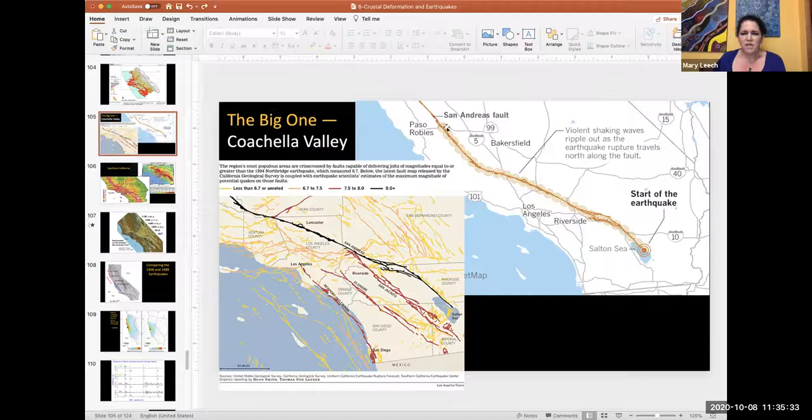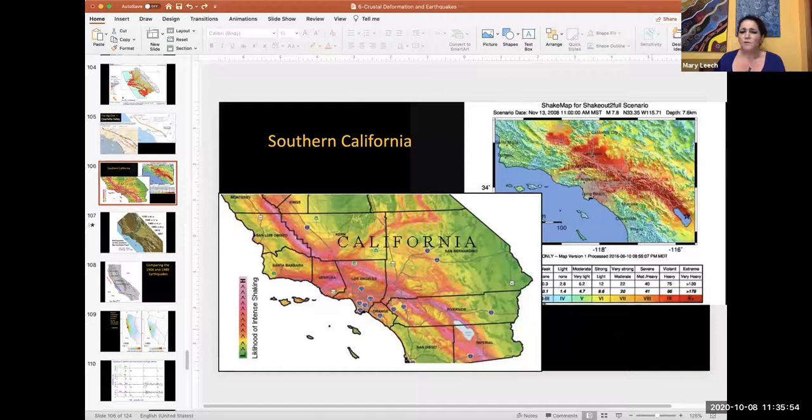The greatest shaking is likely to happen along the trace of the San Andreas. And it's out here, somewhere between the Salton Sea and Riverside, that the big one is expected. I'm glad it's not up here. And I think there are only a few of you down in LA that are taking this class, so good luck. I'm just kidding. If you're in LA, I mean, be prepared. You've got to prepare yourself. You've got to know what you're going to do in a quake.